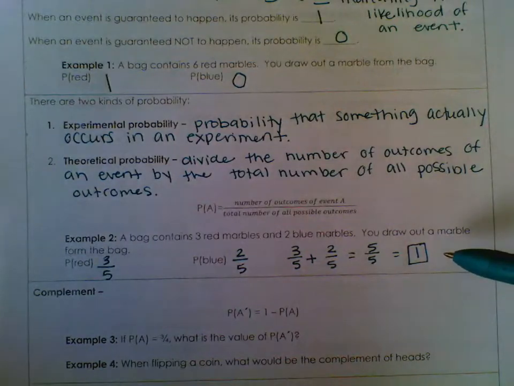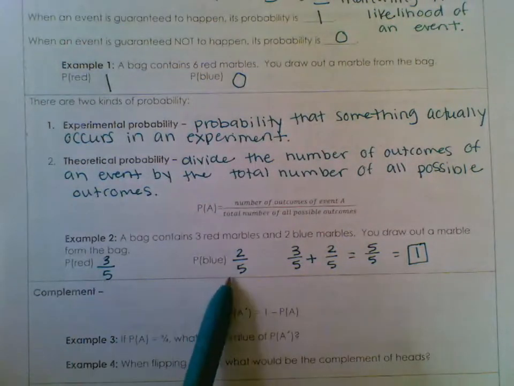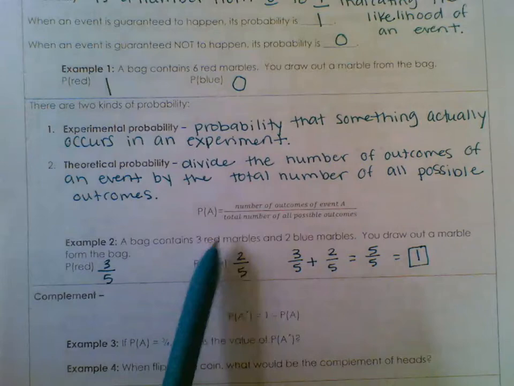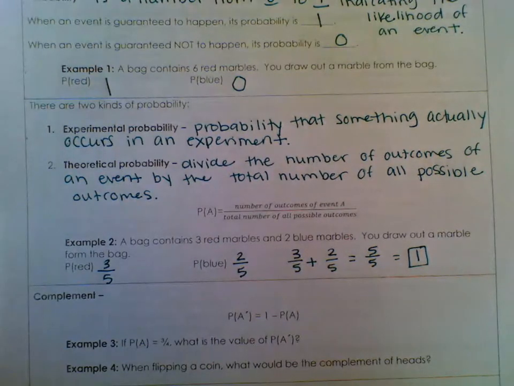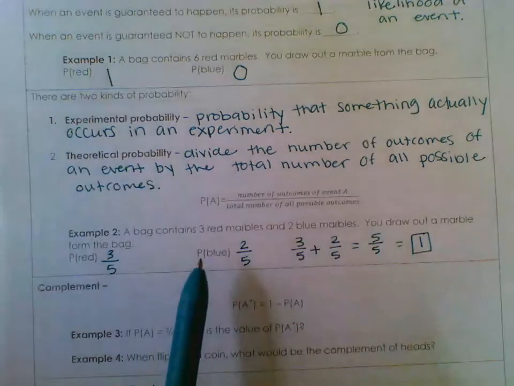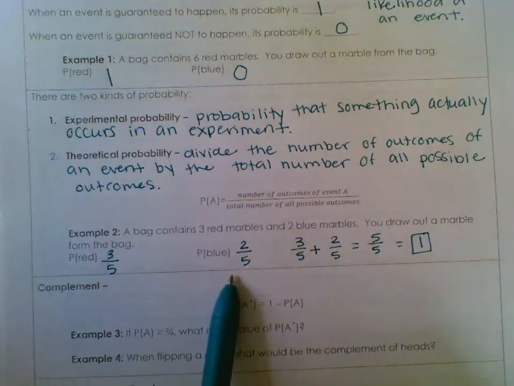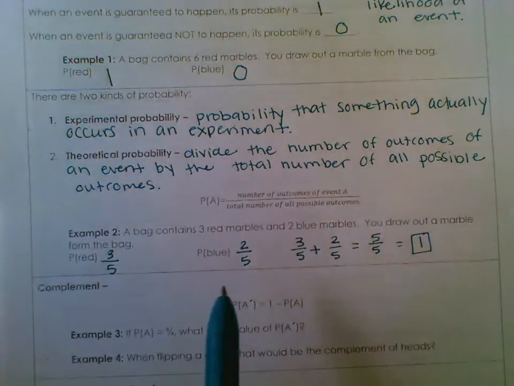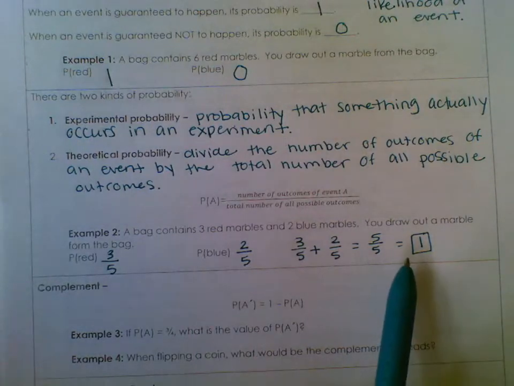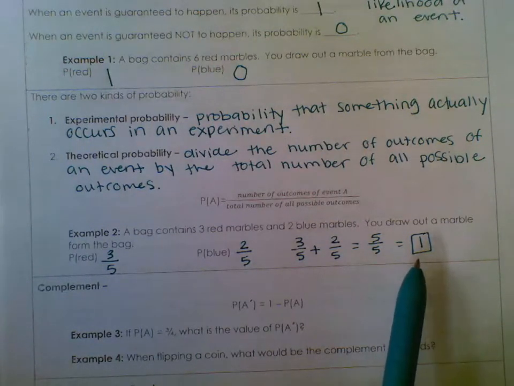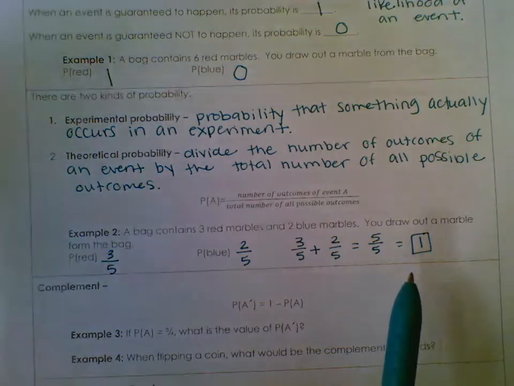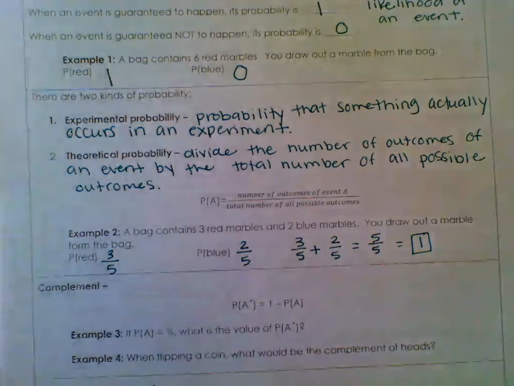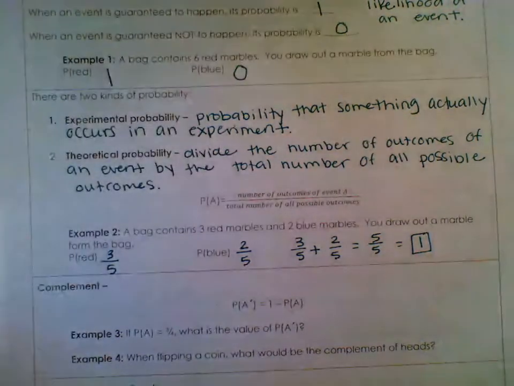So this tells us that I'm guaranteed to get a red or a blue because those are the only 2 things in my bag. So with any event, if you were to add up every single outcome's probability together, since you have to pick one of those outcomes, all of those outcomes added together would equal 1 because one of those things is guaranteed to happen at some point. So that's just kind of a way to check yourself.